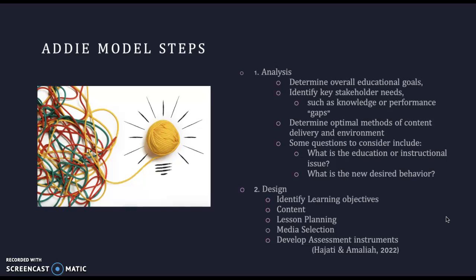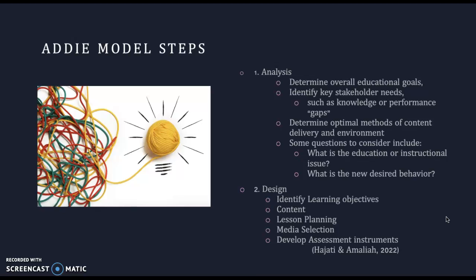So what are the 5 steps to the ADDIE model? Step number 1 is analysis. During this step, the overall educational goals are determined. We identify key stakeholder needs, such as knowledge or performance gaps. We determine optimal methods of content delivery and environment.